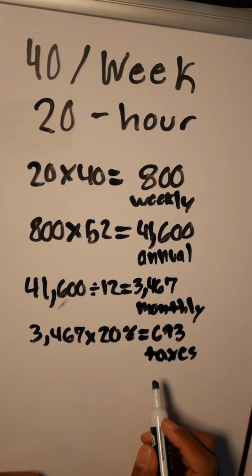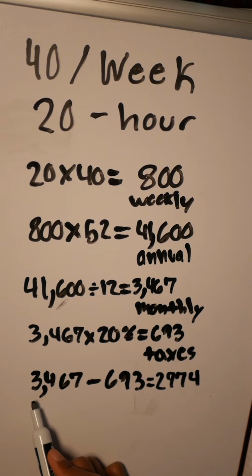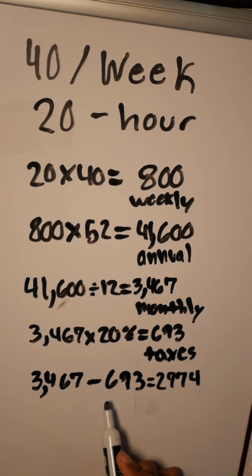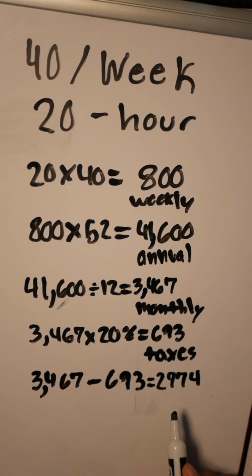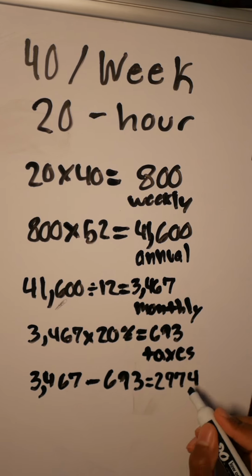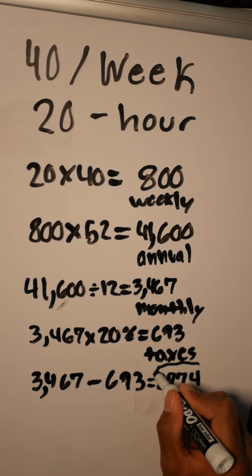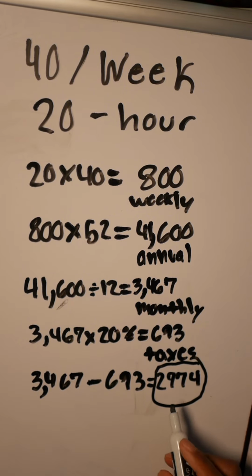So now let's figure out our monthly check after taxes. So now we took our monthly check before taxes, we subtracted our taxes, and we got our monthly check after taxes. So now this right here is your monthly check. So now this is the amount of money you have left for the month.